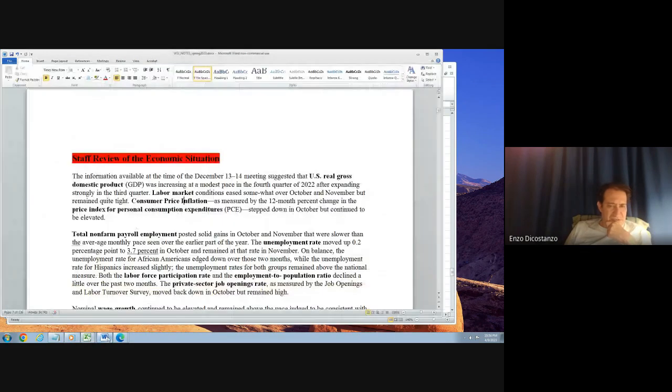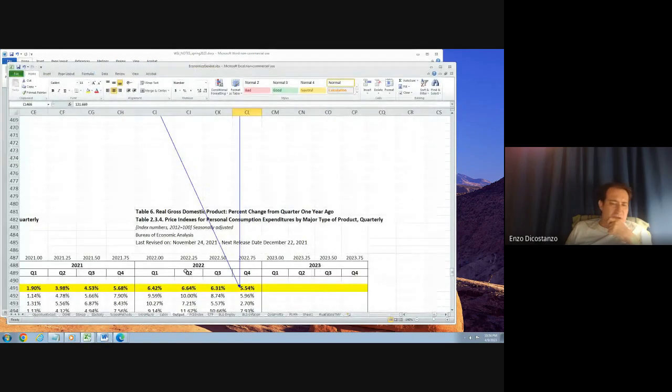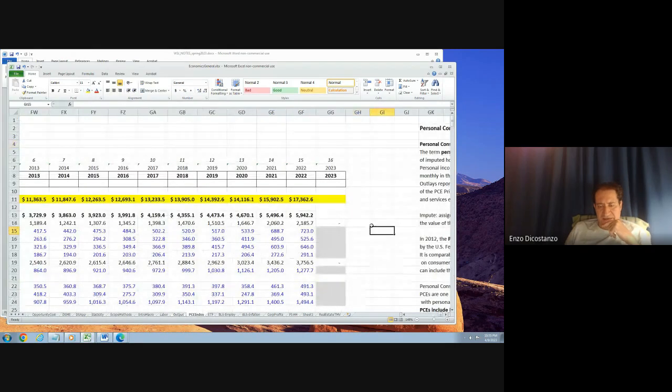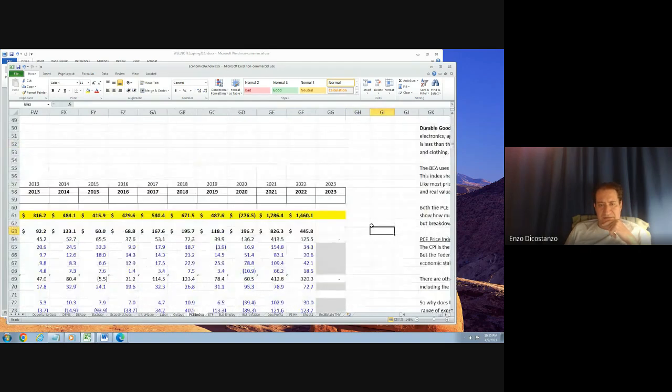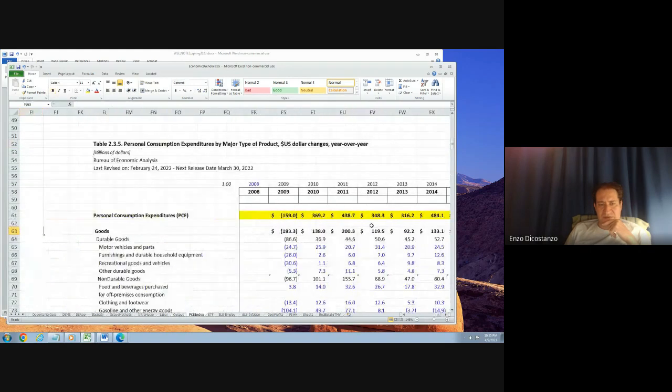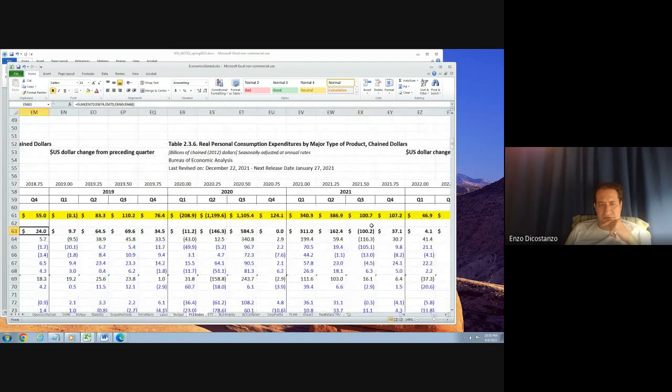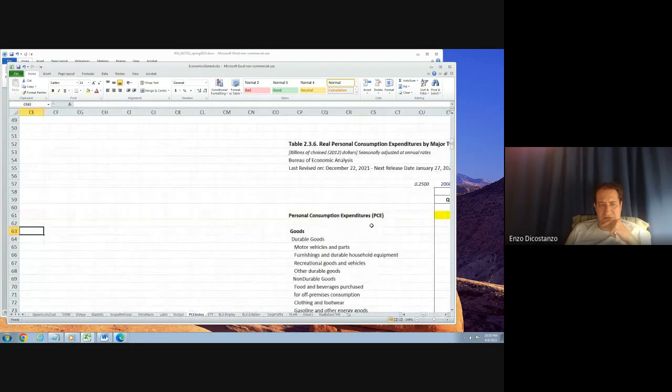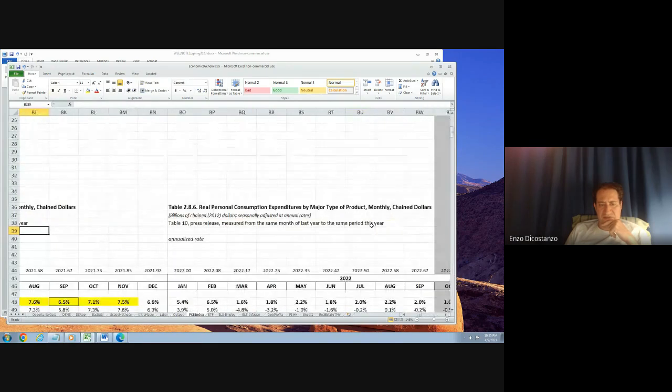And what did we say this was? It said step down October, but continue to be elevated. All right. Well, yeah, down a bit, but outright 6%, which we like to see this number 2 or 3%, and it's 6 here. And also, if you go to the PCE, which we had the other day, these are the annual numbers, quarterly numbers, monthly. Here's your monthly numbers.